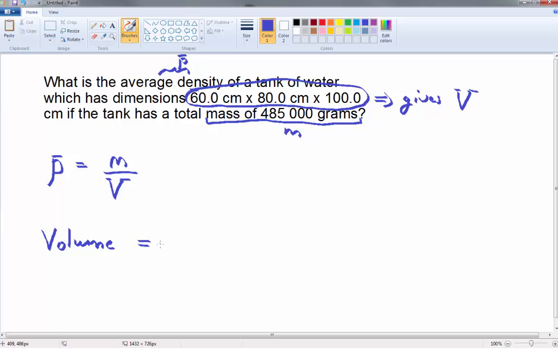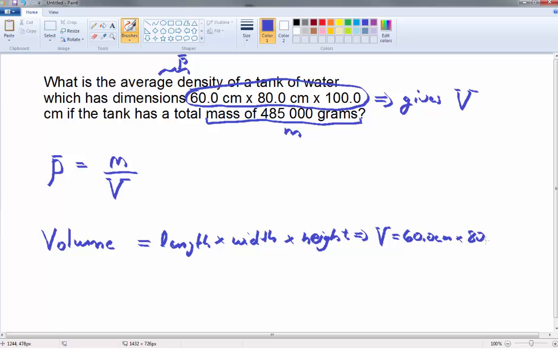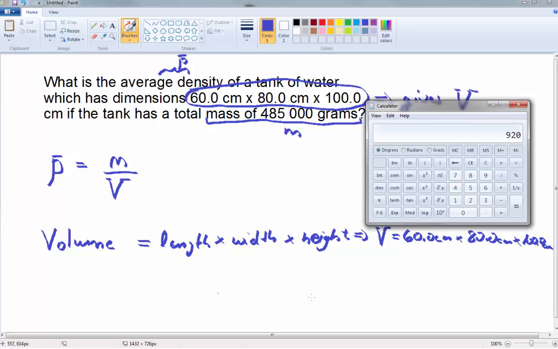And so what we use is volume V is equal to length times width times height. It doesn't actually matter what order we multiply these things in. So what this is basically saying is that the volume is 60 centimeters times 80 centimeters times 100 centimeters. So we can pull out the calculator again, and we have here 60 times 80 times 100, and the answer is 480,000.